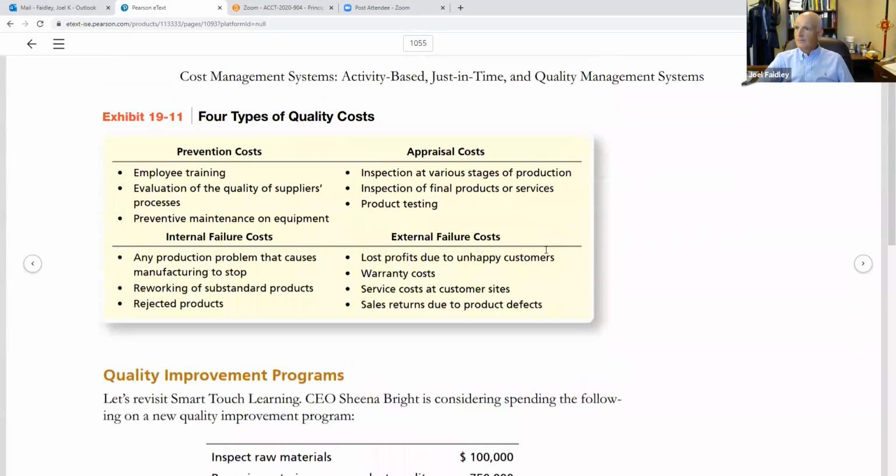Up at the top, 4 types of quality costs: prevention, appraisal, internal failure, and external failure. They give you examples for each of those. This is important because when you look at these exercises, it's going to ask you what category each of these types of costs would show up in. And external failure is very expensive. So when you start talking about what's the most expensive, it's really a, let me draw a little chart here.